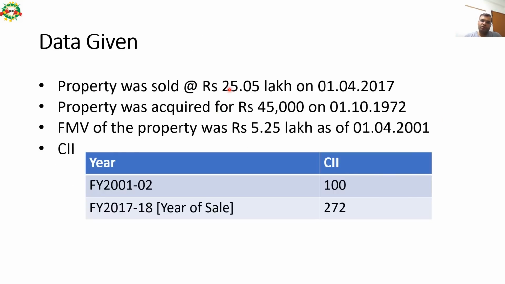So property was sold on 1st April 17 exactly. So this is an exact date that has been given. 25.05 lakh was the selling price, and property was acquired on 1st October 72 at a cost of 45,000 rupees. And fair market value of the property was 5.25 lakh as on 1st April 2001. Cost index has been given in the question, 100 and 272.